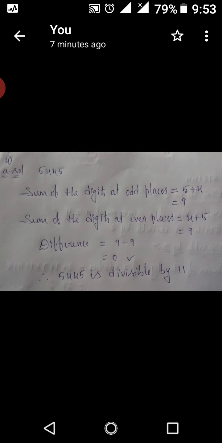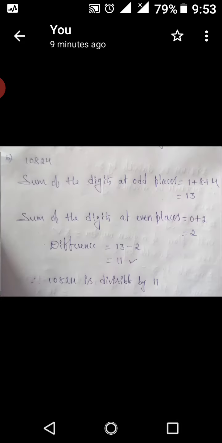So according to the rule of divisibility of 11, the difference is either 0 or a multiple of 11. So here we got the difference as 0. Then what does it mean? The given number is divisible by 11. Okay. Now we will see one more question from this fourth one.